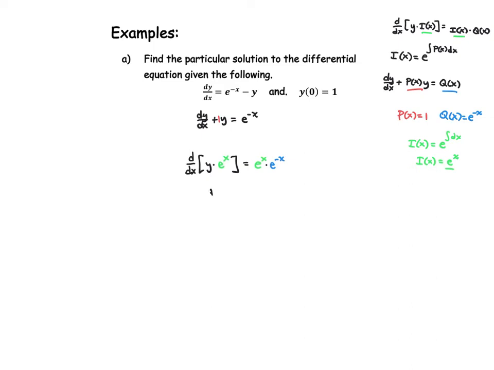All right, so let's simplify a little bit here. So the derivative with respect to x of y times e to the x, or y times I of x, is equal to e to the x times e to the negative x. And what that ends up being is just 1. Okay, now what can we do with this? This is now in a form where I can integrate both sides.